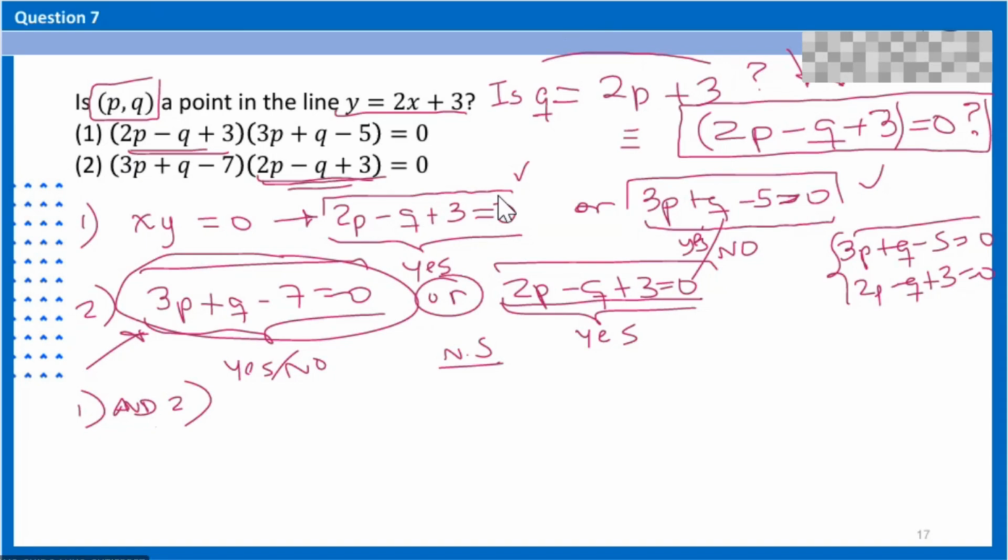No, I already solved it. Both together are sufficient. All right. Yeah, thank you. So, take a look at what happens, people, when you take the two statements together.